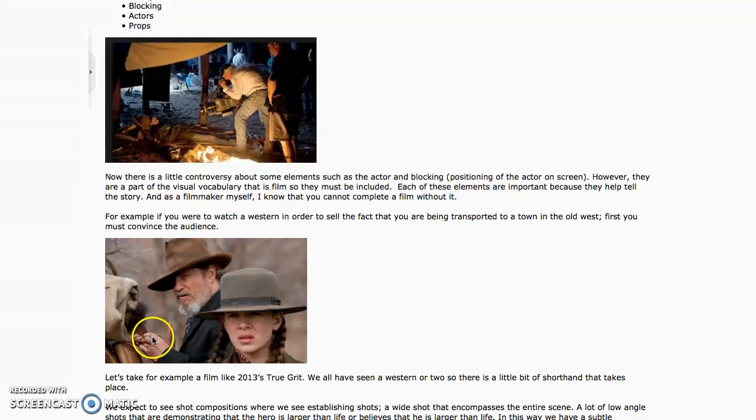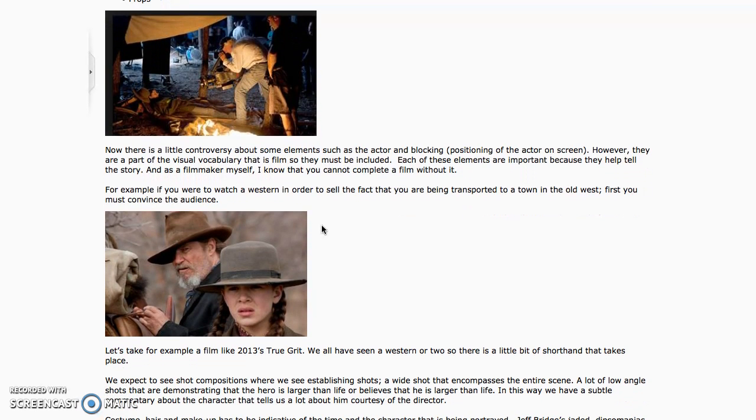Okay, so let's continue. For example, if you were to watch a Western, in order to sell the fact that you're being transported to a town in the Old West, you have to convince the audience. This is what I'm talking about when you're setting the stage, that mise-en-scene.